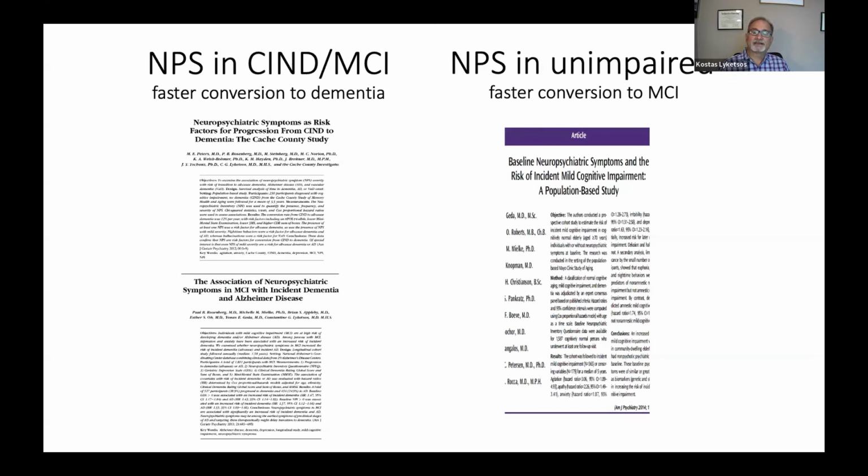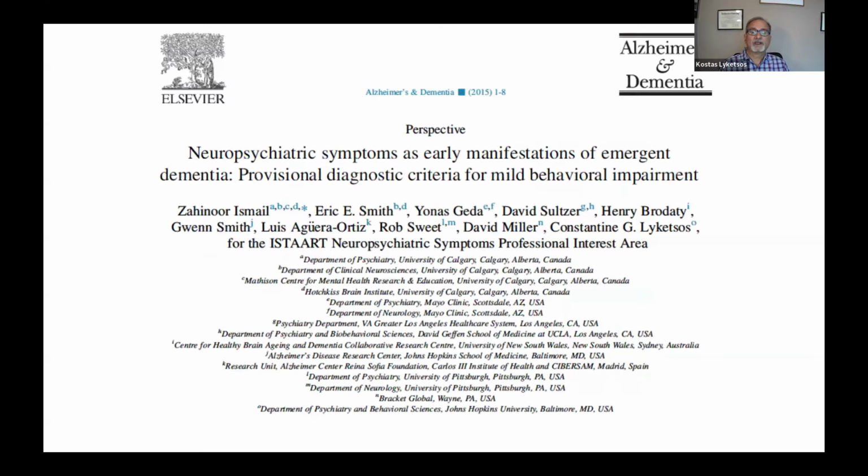I won't belabor the details. I think the replications are adequate that we can feel pretty solid that having these symptoms is associated with a faster progression to the next stage, whatever that might happen to be.